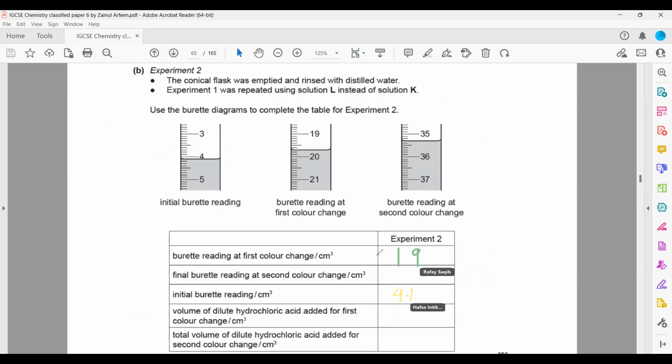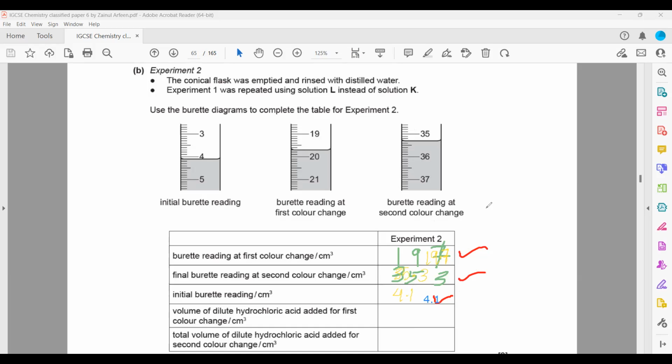Initial burette reading is 4.1, that's right. The burette reading at the first color change is 19.7. The final burette reading is 35.1, 2, and 3.